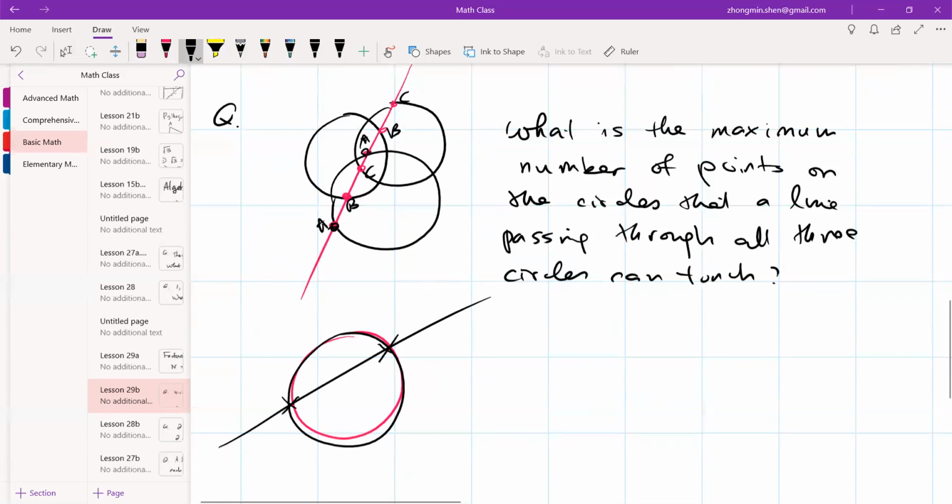So that's a proof: no more than 2 intersection points for one circle with a line. That's why in total you cannot have more than 6. So the answer is that the maximum number is 6. And you can also find such a line with 6 intersection points.